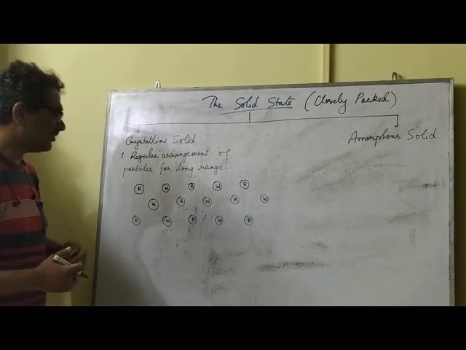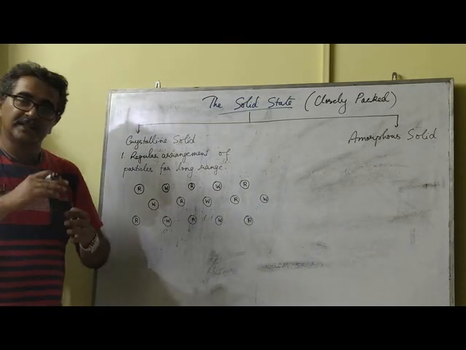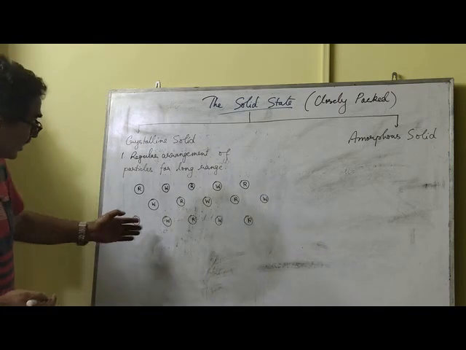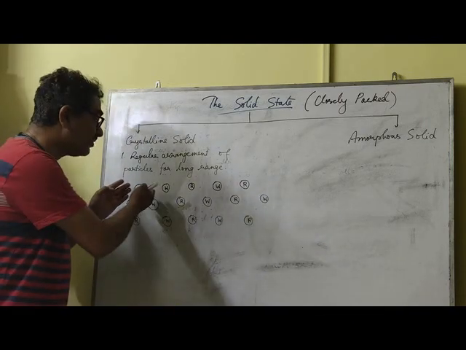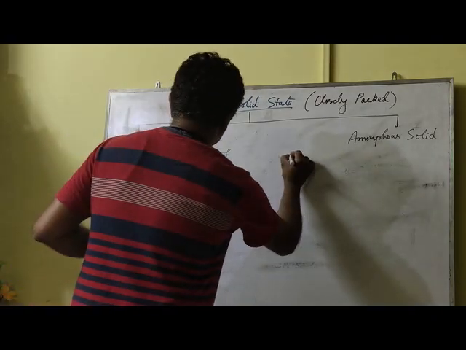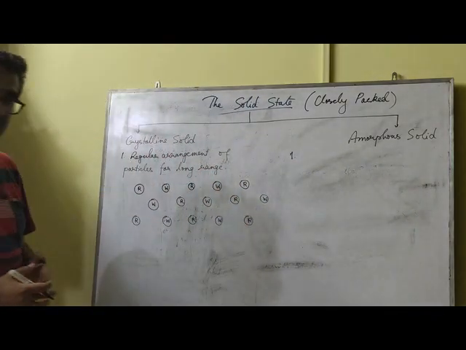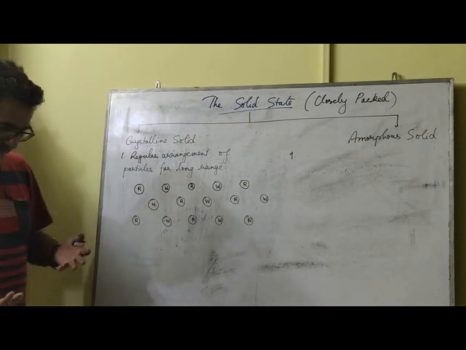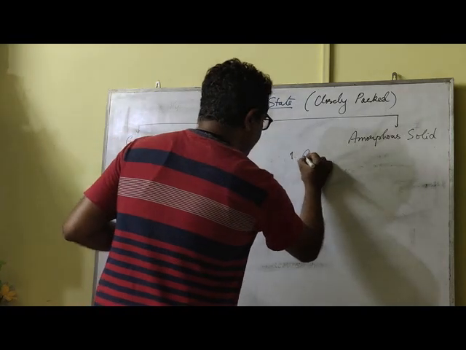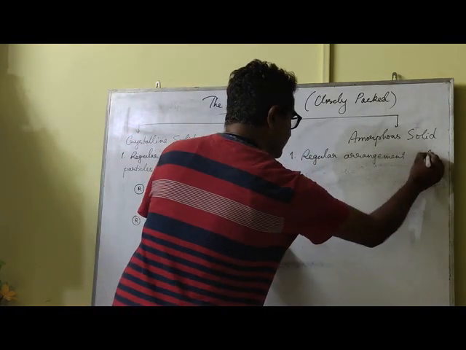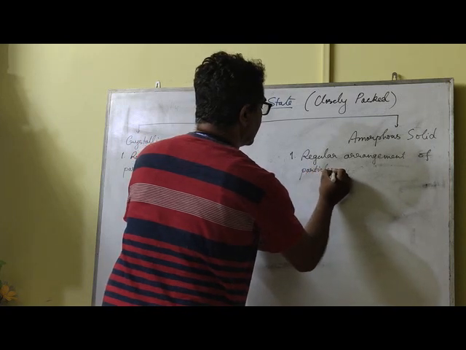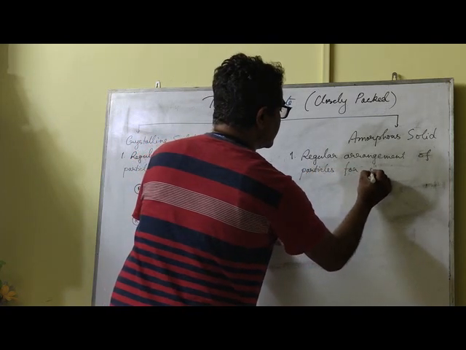When it comes to amorphous solid, the arrangement is not regular as with respect to crystalline solid. Of course, there are certain textbooks which even refer to this as irregular arrangement. However, to an extent it is regular. So it is a regular arrangement of particles for short range.